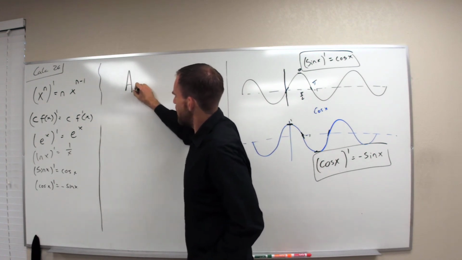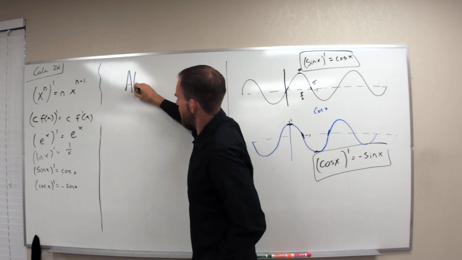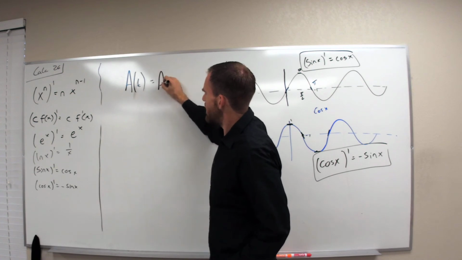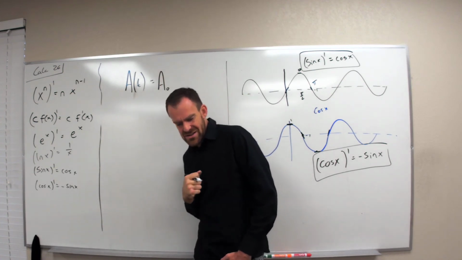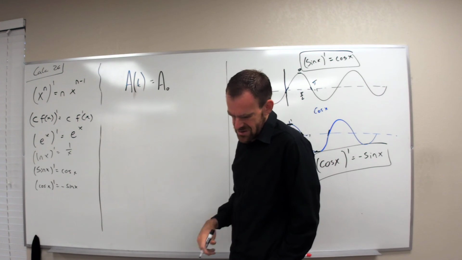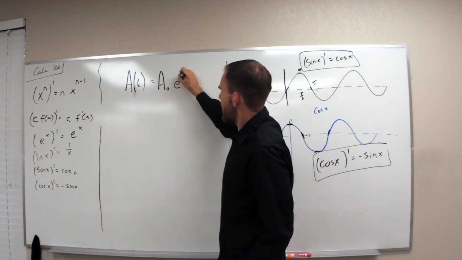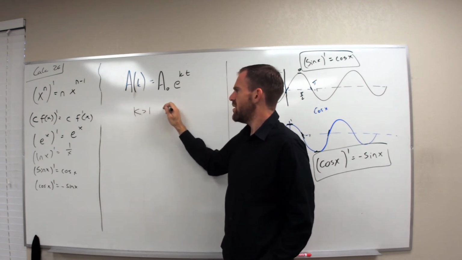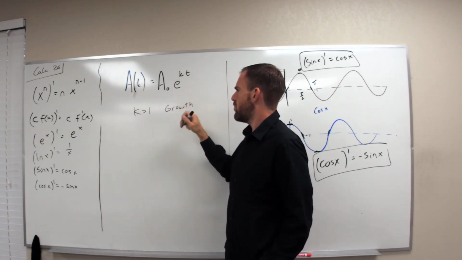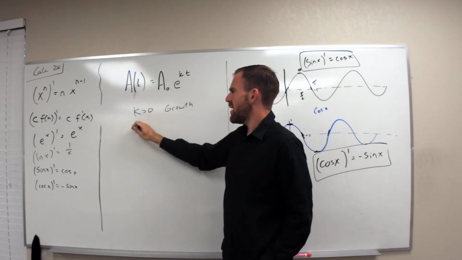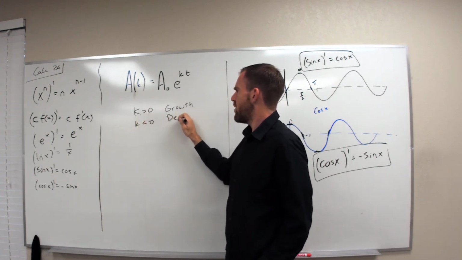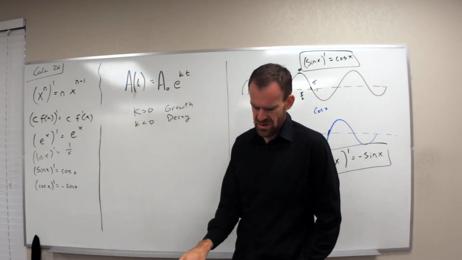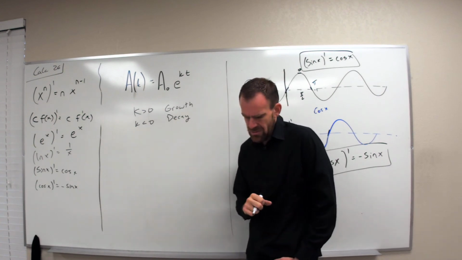So here is your function. The amount of whatever you have at time t, remember this is a function, is the amount at time 0, which we denote A naught, times e to the kt. If k is greater than 0, then we have growth. And if k is less than 0, we have decay. If k equals 0, then we have the same amount forever, which is really boring. So let's do an example problem and we'll go from there.